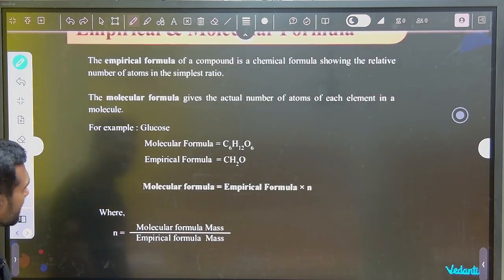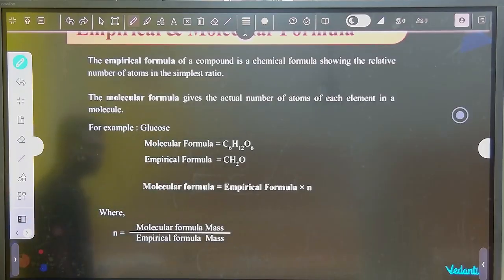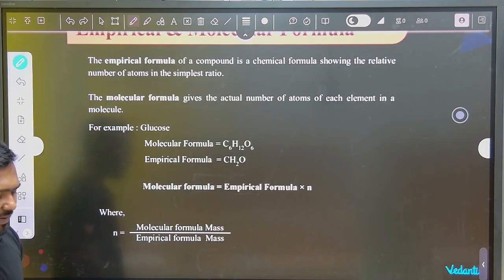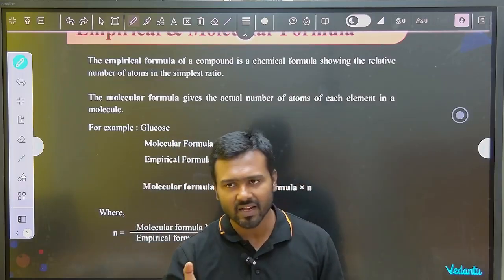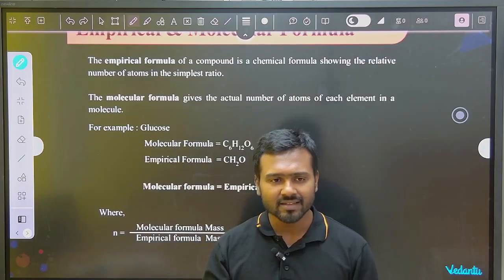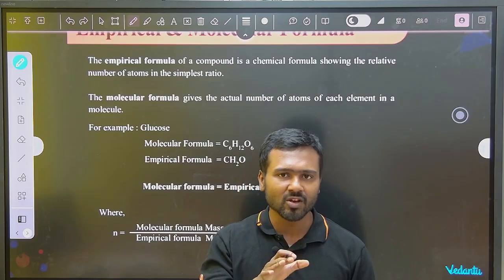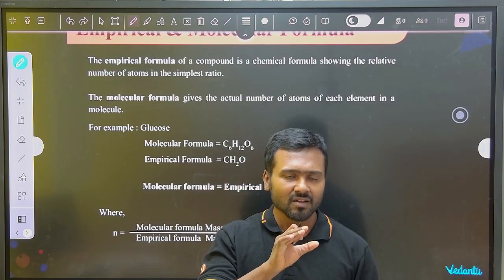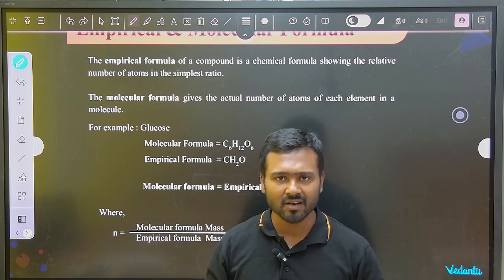Next, empirical formula and molecular formula. If you remember, first we convert the percentages into grams, and then we divide with the atomic masses. Then whichever gives the least value, we divide all the values with that least value. Then you will get the empirical formula.